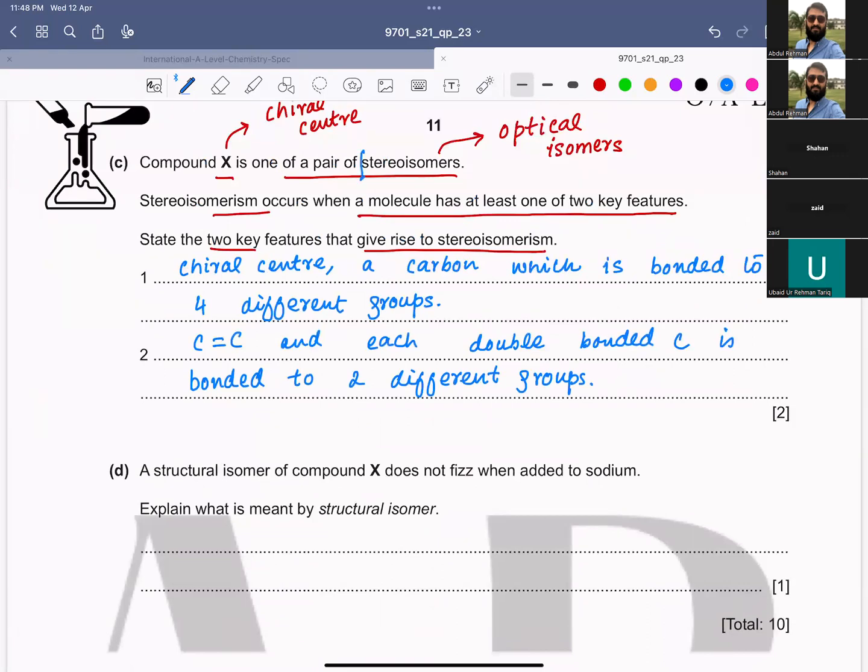No, stereoisomerism is of two types. Stereoisomerism can be geometrical. One type is geometrical and the other type is optical. These two types are the subtypes of stereoisomerism. Geometrical isomerism is different from optical, but both are stereoisomerism. Okay, Shahan? Okay sir.